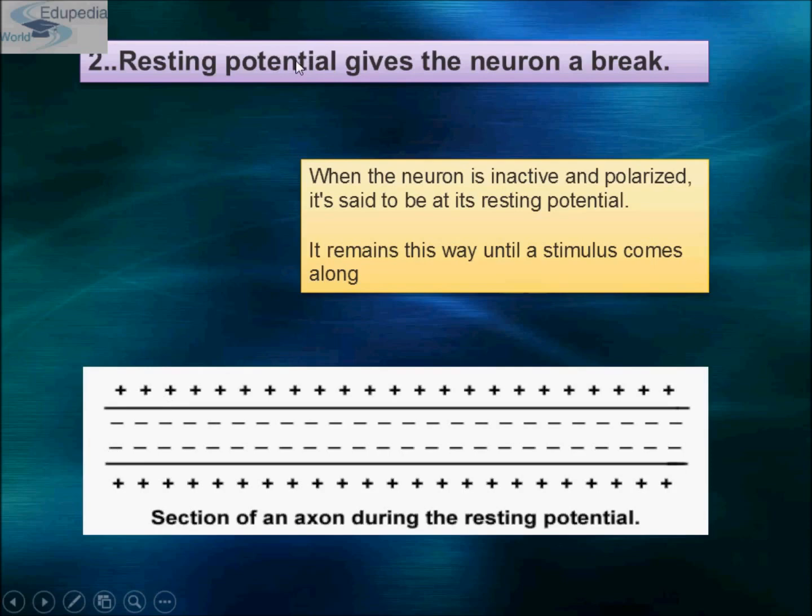Resting potential is the step just below your first step, when the membrane is polarized, with positive electrical charges outside and negative electrical charges inside, as you can see in this diagram. It remains as it is until a stimulus comes and stimulates it. So you can say that resting potential gives the neuron break time.